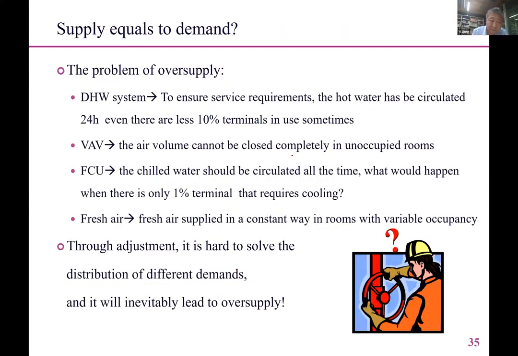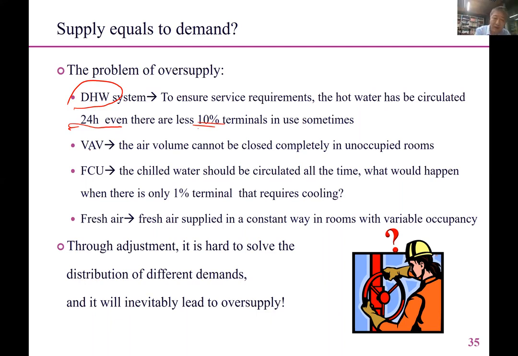First, for instance, take the domestic hot water system, because people need hot water at different times. But to make sure that when they turn on the tap they really get hot water, they have to keep the hot water circulating 24 hours a day. Even if less than 10% of terminals need water, they still need to circulate. Then we find maybe half of the heat is not used by the terminals but is just lost during the circulation.